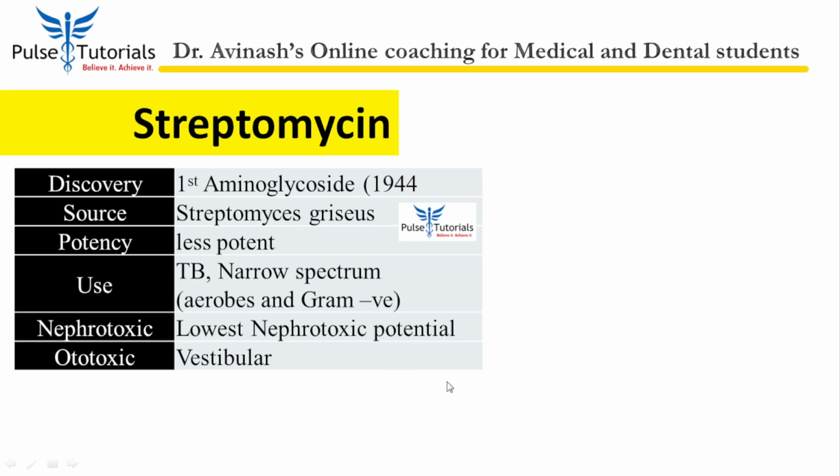So the first one is streptomycin. This was the first aminoglycoside discovered. The source of streptomycin is Streptomyces griseus. This is less potent. Currently it is used for TB. It is a narrow spectrum antimicrobial. It works on aerobes and preferably gram-negative bacteria. It has the lowest nephrotoxic potential, and out of ototoxicity, it is more vestibulotoxic.